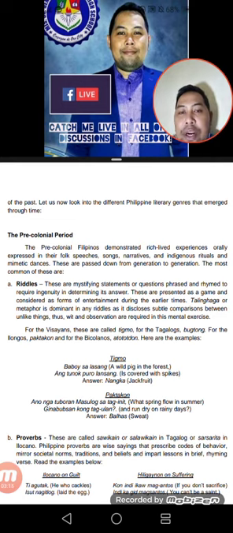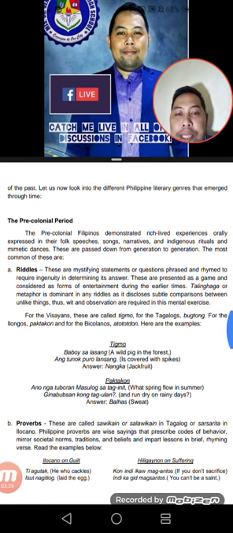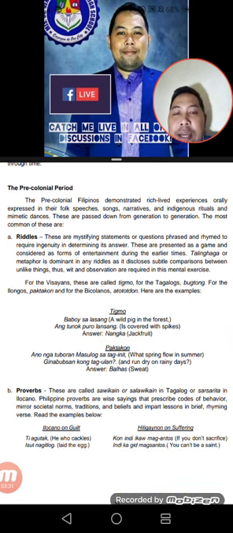For the Visayans, they are called tigmo. For Tagalog, bugtong. For the Ilonggos, piktakon. And for the Bicolanos, atutudon. Here are the examples. A tigmo, Bisaya: Baboy sa lasang, ang tunok, puro lansang. Answer: nangka or jackfruit. A wild pig in the forest is covered with spikes.